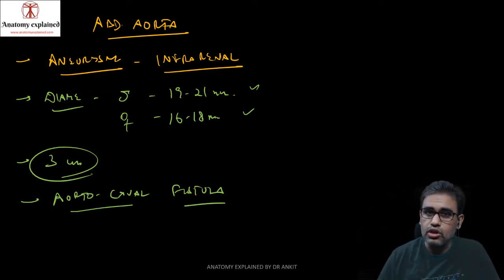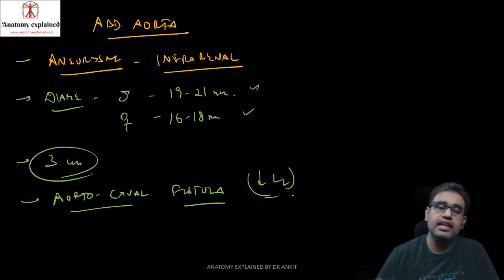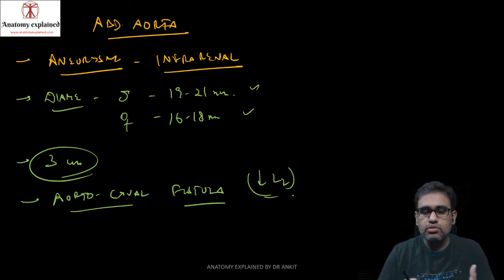Below the level of L2, there could sometimes be a rare complication of the aneurysm, that is, the aorta and the IVC may develop a small fistula with each other because they come close to each other. The IVC on the right side, the aorta on the left side, they come close to each other below L2 and they may form a small fistula. So that is a rare complication.